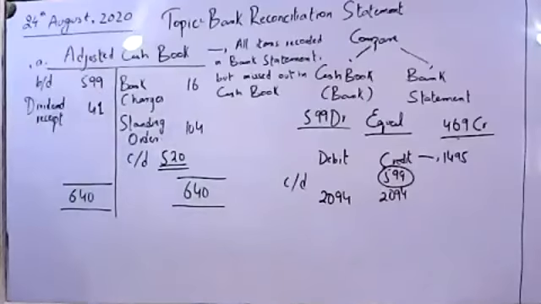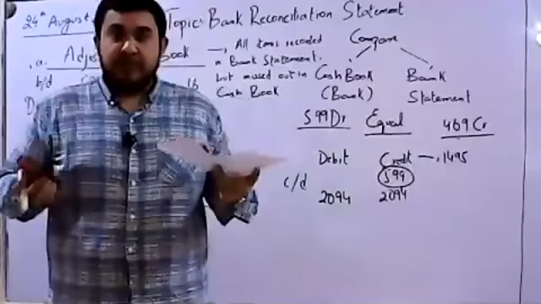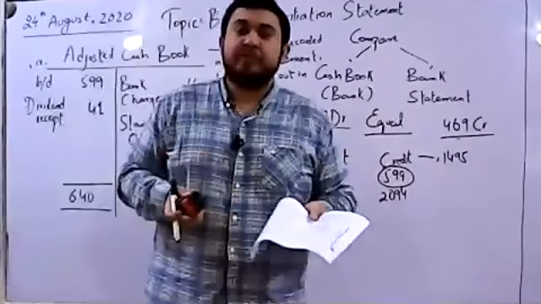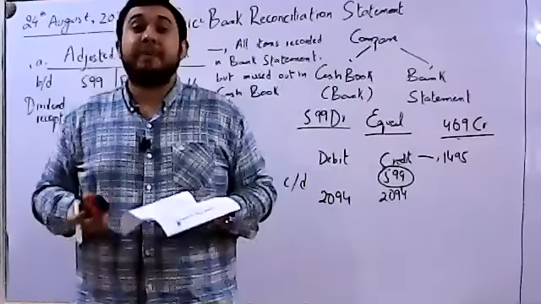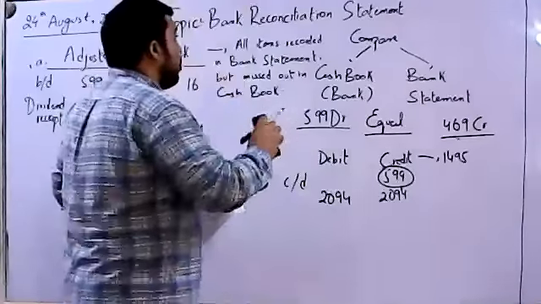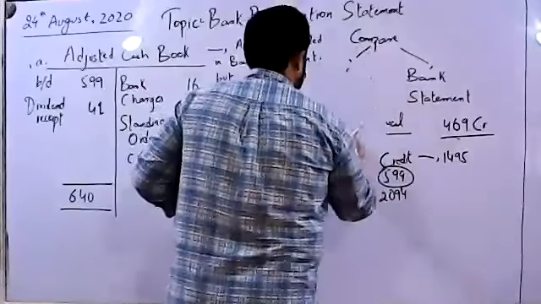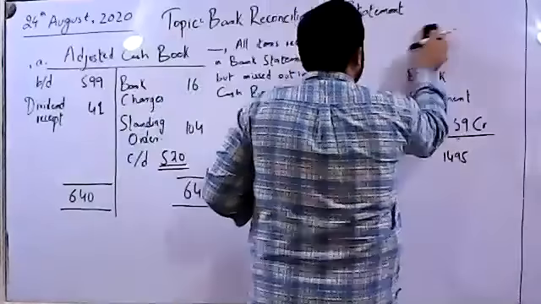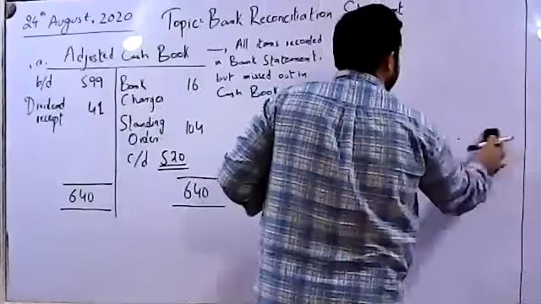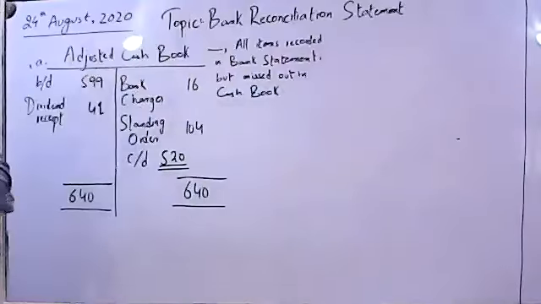Now, what is the B part? As we all know, the B part is step 2 of the reconciliation process. That is actually the preparation of the bank reconciliation statement. Now, what do we specifically record in a bank reconciliation statement? I told you on day one.